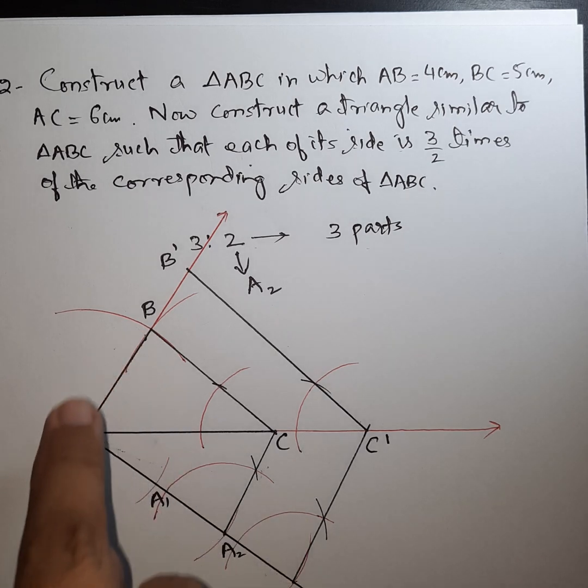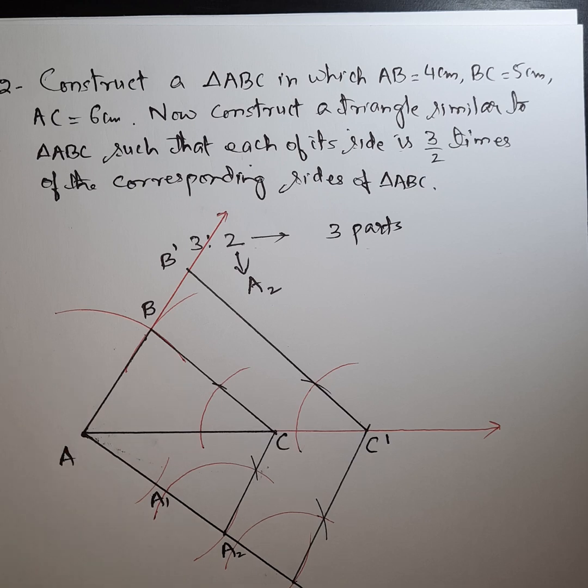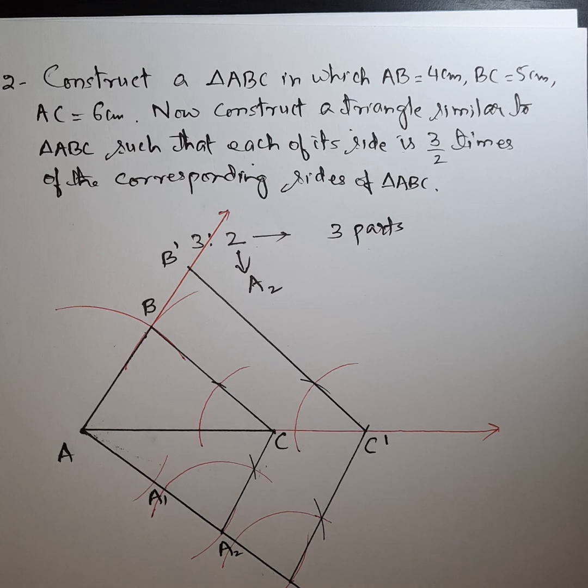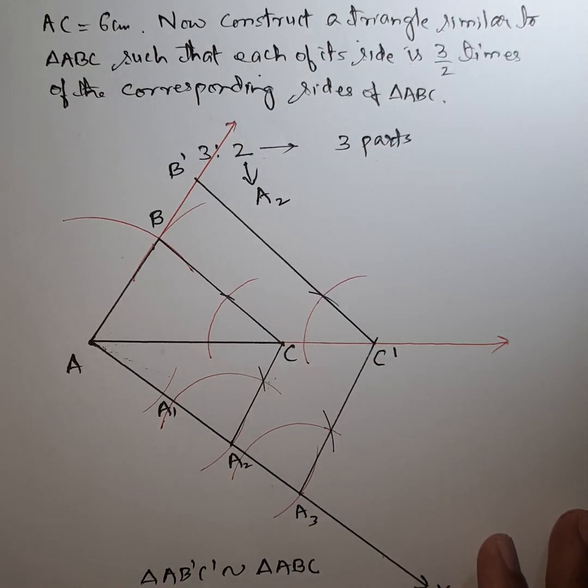Draw a triangle, given triangle ABC, draw a ray AX, mark off 3 points A1, A2, A3, then join A2 to C, through A3 draw a line parallel to AC, and then draw a line C dash B dash parallel to CB, and our required triangle is A B dash C dash.